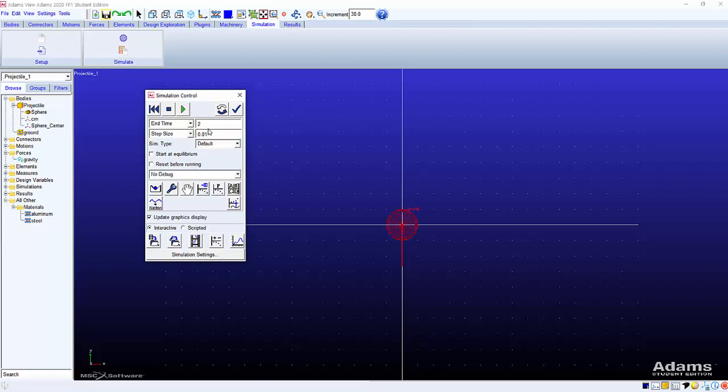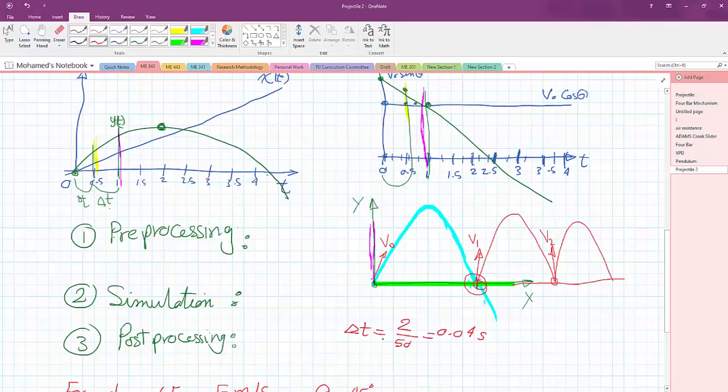Now how many steps are we going to have? If we have delta t equal to 0.01 second, and this will be equal to the final time divided by n steps. This means our n is going to be equal to 200 steps. So what does 200 steps mean? Again, it will be the number of calculations done between the initial and the final points.